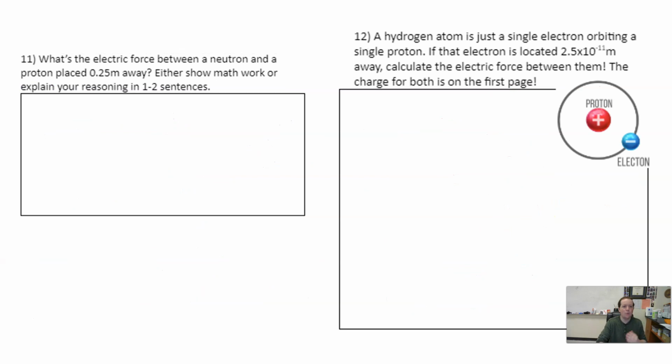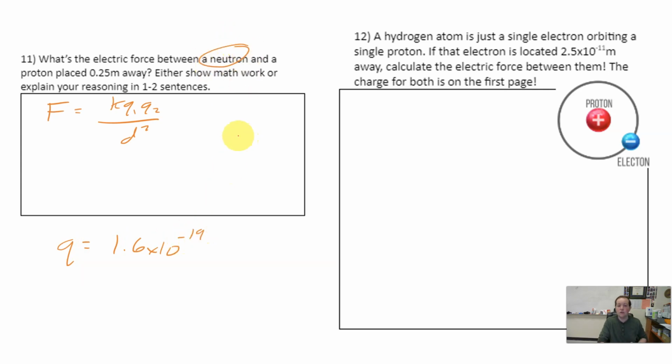The last couple questions are more classic plug and chug, kind of math questions where you're plugging in numbers. Okay, now number 11 says, what's the electric force? Oh, okay, so I start writing. K Q1 Q2 divided by the distance squared. Between a neutron and a proton. I know the charge of a proton, or at least it's on the front page, or it'll be on the whiteboard for the quiz. It's 1.6 times 10 to the negative 19.